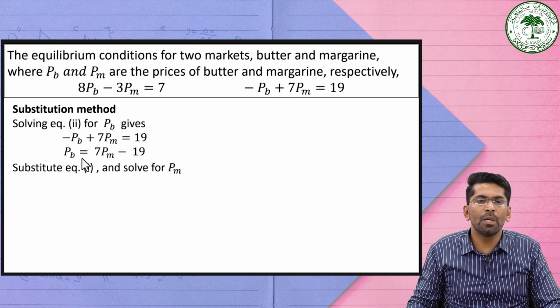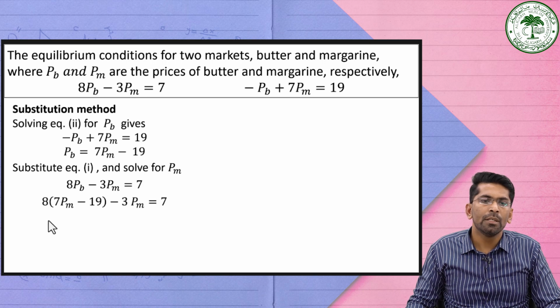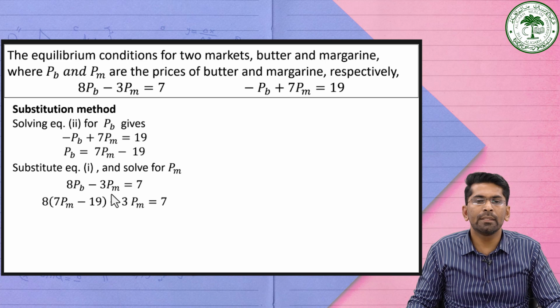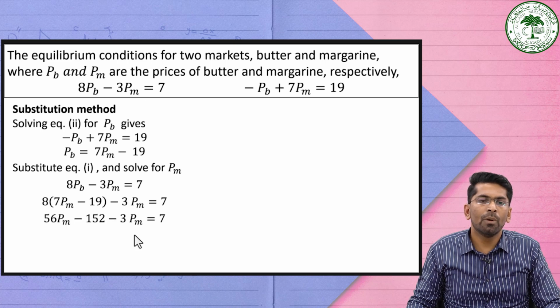Now I am going to substitute PB in equation number 1, which is 8 PB minus 3 PM is equal to 7. Substituting PB is equal to 7 PM minus 19, we get 8 into (7 PM minus 19) minus 3 PM is equal to 7. So 8 into 7 PM is 56 PM, minus 8 into 19 which is 152, minus 3 PM is equal to 7. So 56 PM minus 3 PM is 53 PM, minus 152 plus 7 is equal to 0, so 53 PM is equal to 159.